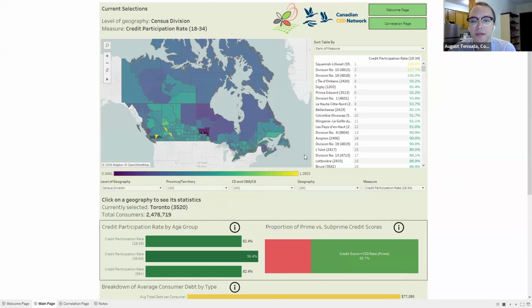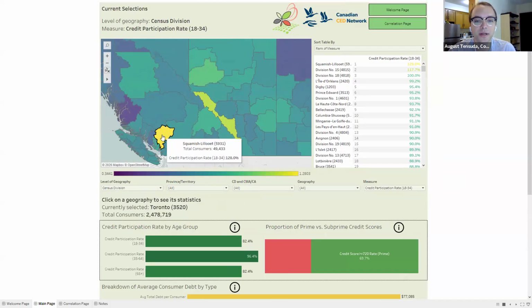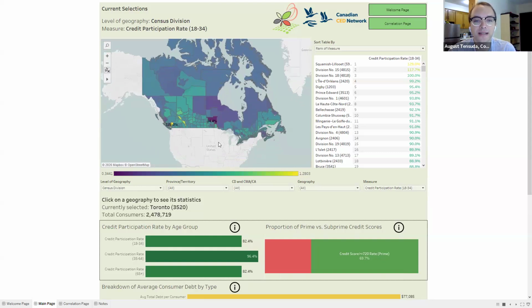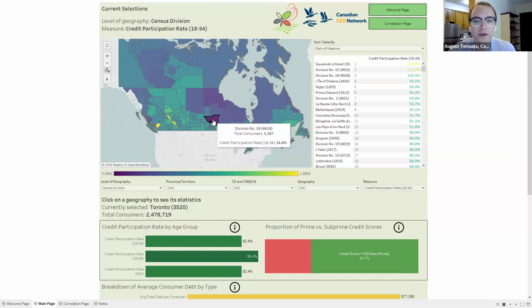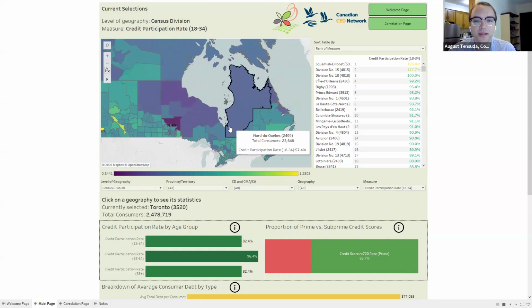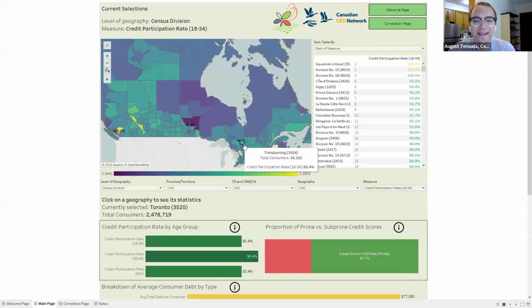So we're looking at credit participation rates, and we can see that right here, it's 128% in Squamish. So this is what I was talking about, how it's a little bit inaccurate, right? So that's probably not a very accurate value. But if you had a place that doesn't have very much population growth or has had slow population growth, then it'll be more accurate, right? We can see the lowest is in division number 19. If we look across the map, it's pretty consistent. Or no, it's not. It's not consistent.